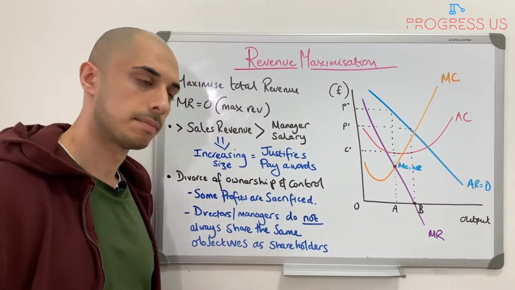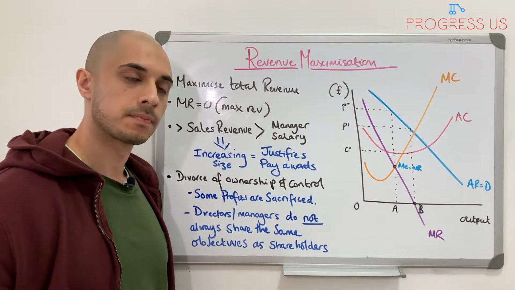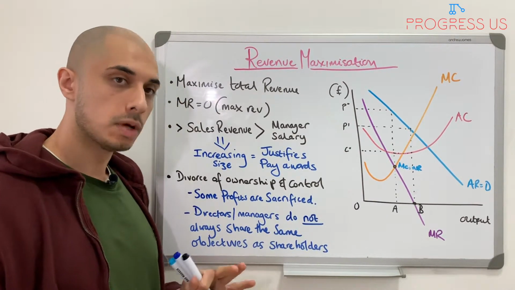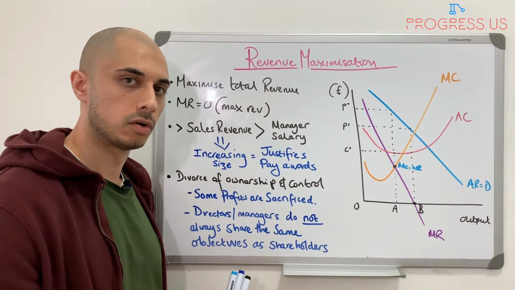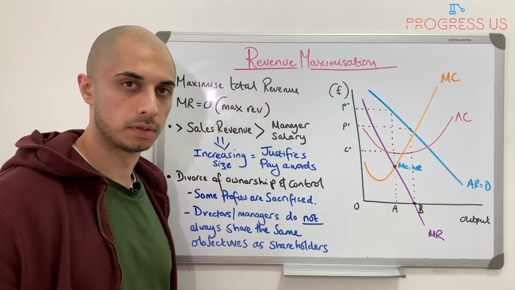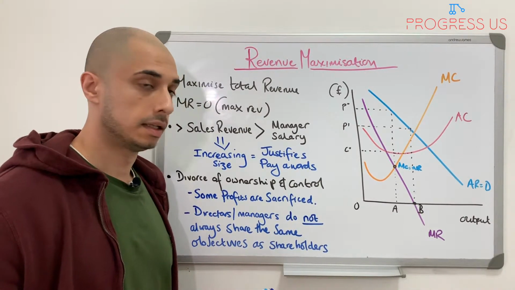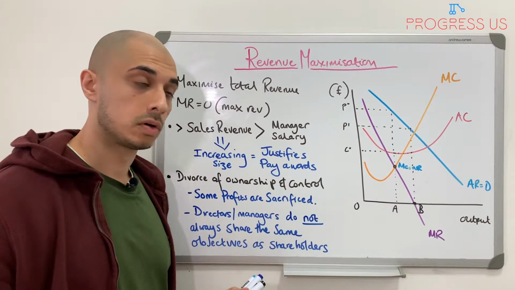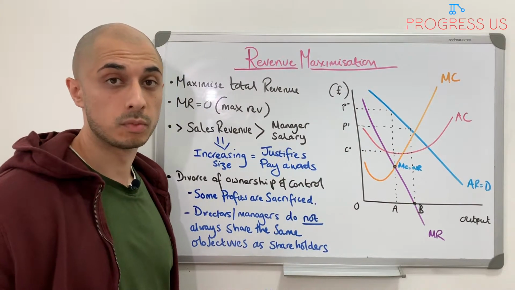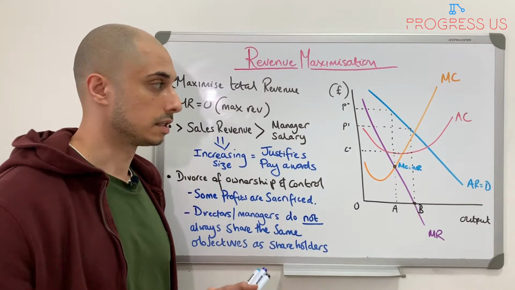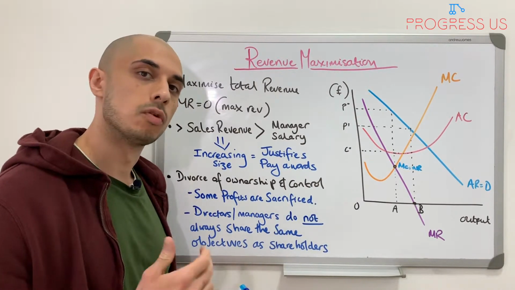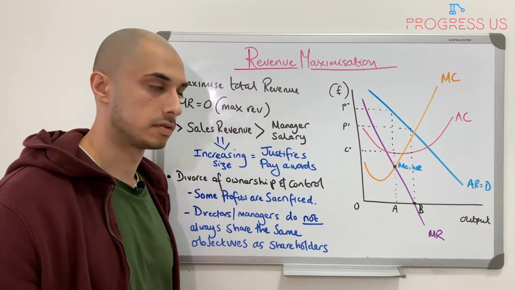And finally, directors and managers do not always share the same objectives as shareholders. So again, repeating that point, managers generally do have the same interest as shareholders, because at the end of the day, profits are important. If not enough profits are being made, then this is a concern, because it could lead to mergers or even worse, takeovers. And the last thing the firm wants is to be taken over because it's not making enough profit to survive in the industry.